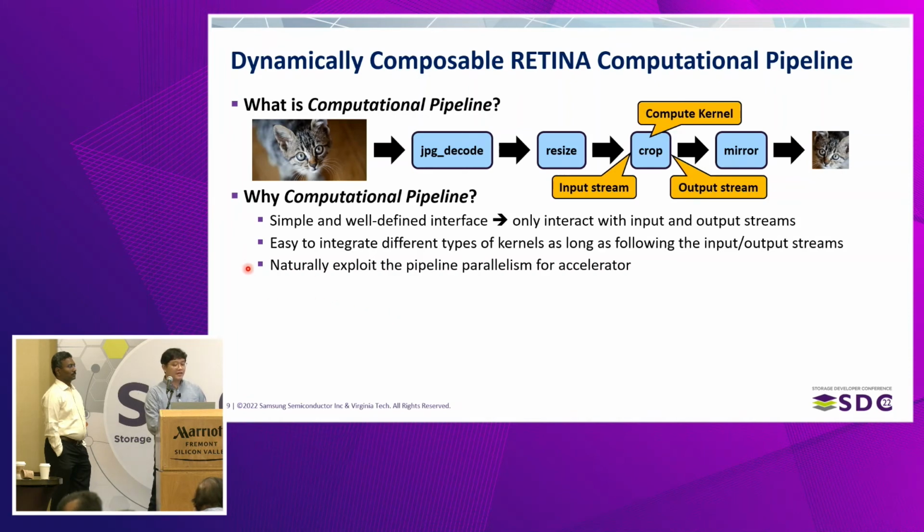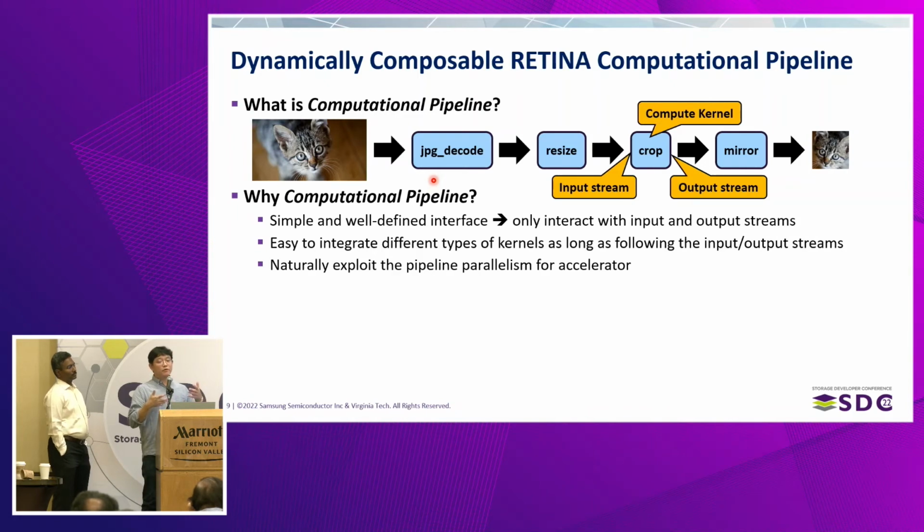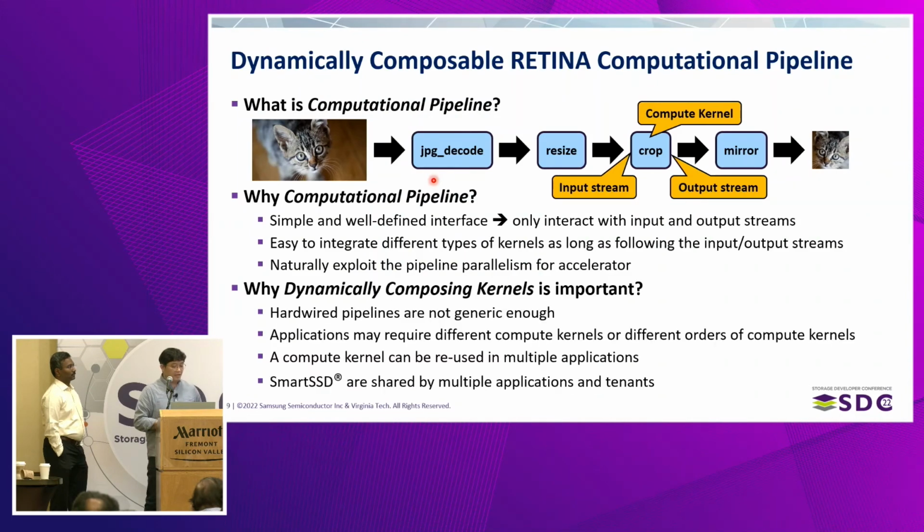And another one is that this is basically the same as the CPU pipelining model. So that means that we can naturally exploit pipeline parallelism. So we can easily increase the throughput. So in this case, we have the 4 stages of the pipeline. These 4 stages of the pipeline can handle 4 different images at the same time. Which is a pretty nice property.